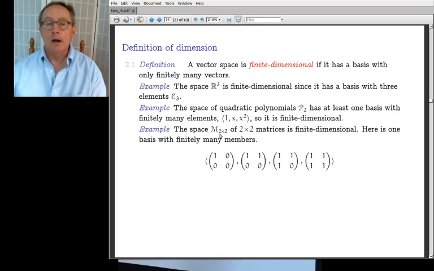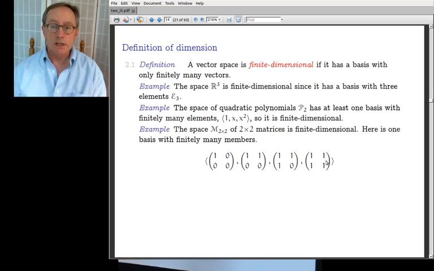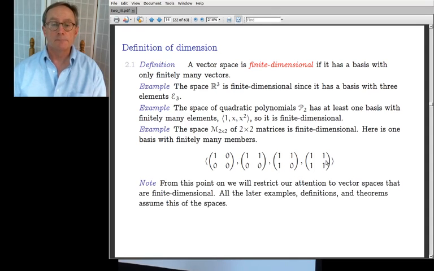And then the vector space of 2 by 2 matrices here has a basis with 4 elements. I'm not going to check that it's a basis, but it's pretty easy to check. So that makes this a finite dimensional vector space. And in fact, the vector spaces that we've talked about have all been finite dimensional. You never noticed till now because I never needed the finite dimensionality until now.